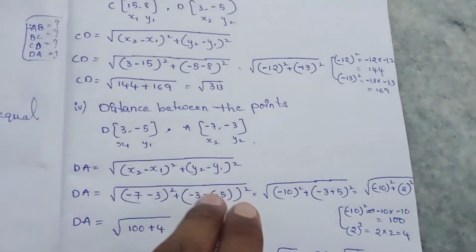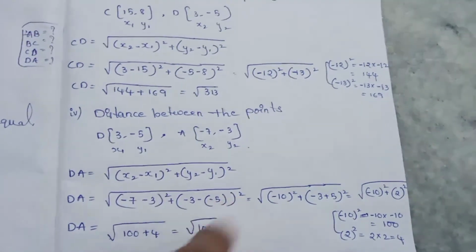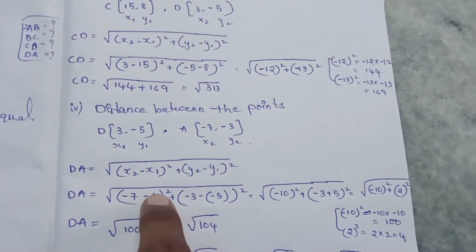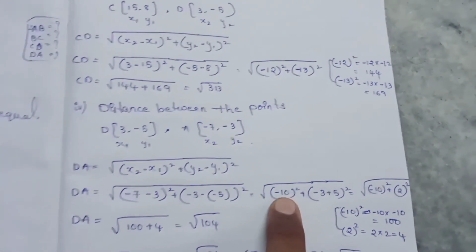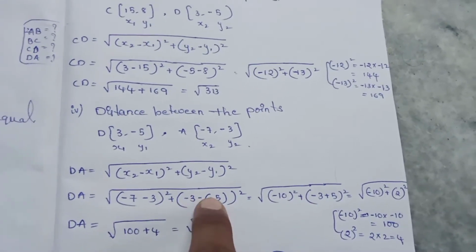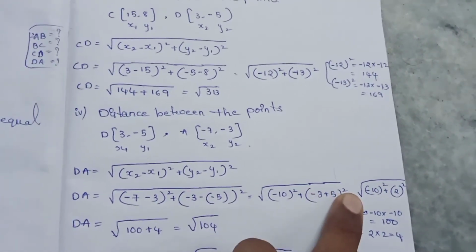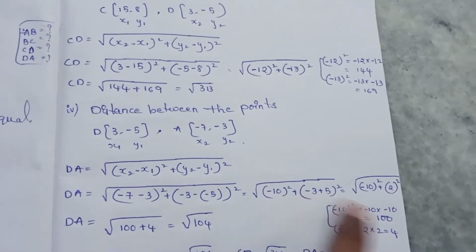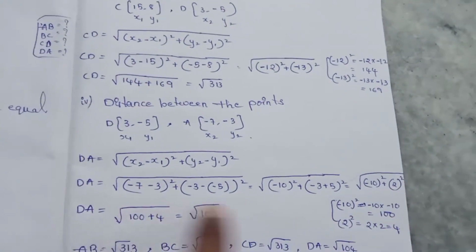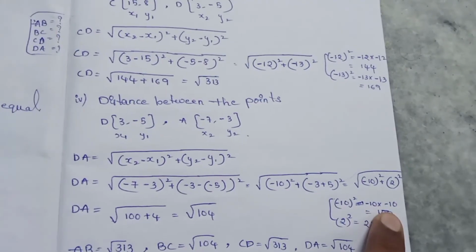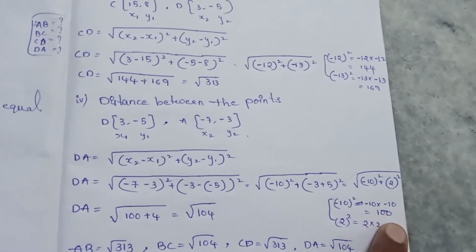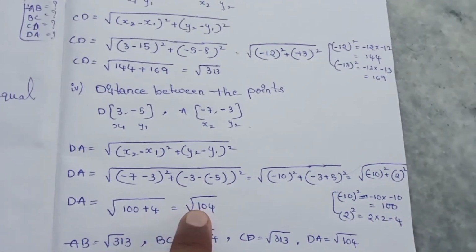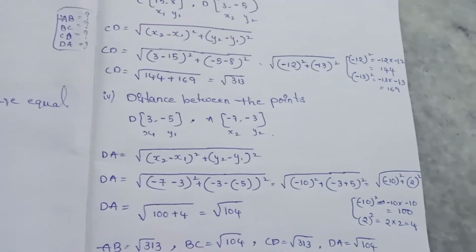So here 2 minuses are there. To avoid confusion, I have drawn here 2 brackets. Minus 3 minus of minus 5 whole square is equal to, minus 7 minus 3 is minus 10, so minus 10 whole square plus minus 3 minus into minus is plus 5, that is 5 minus 3, 2 square. Now DA is equal to root of minus 10 whole square, which can be written as minus 10 into minus 10. That means minus into minus is plus, 10 10s are 100. 2 square is nothing but 2 into 2, 4. 100 plus 4, 104.